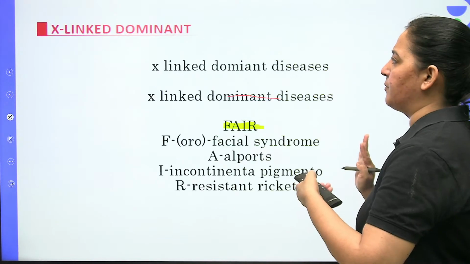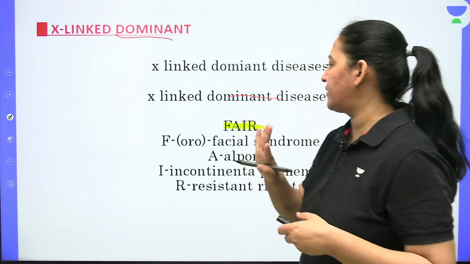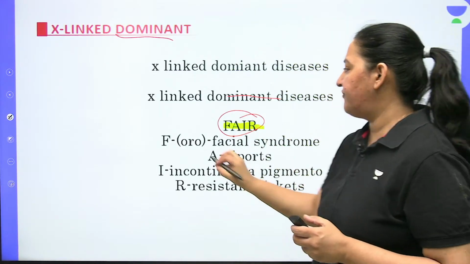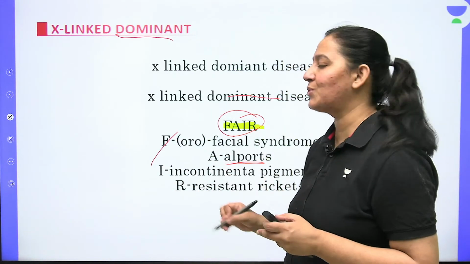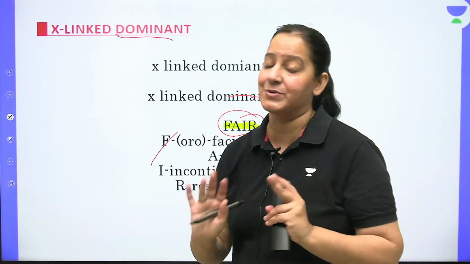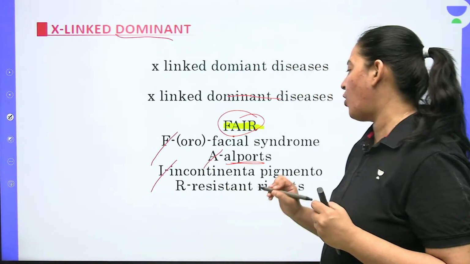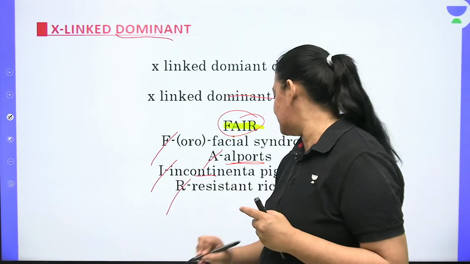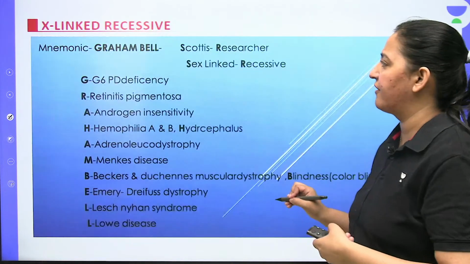So let me come to the third mnemonic. X-linked dominant. Only 4 important diseases are there in X-linked dominant. FAIR, the mnemonic is F-A-I-R. FAIR stands for facio-oral syndrome. A is Alport. Those who have solved previous year question papers already know how many times Alport is repeated in PYQs. Alport is very, very important, right? I is incontinentia pigmentosa, and there is a PYQ on this too. And R is resistant rickets, right? Out of these, only two are important, A and I. So F-A-I-R, FAIR is the mnemonic.